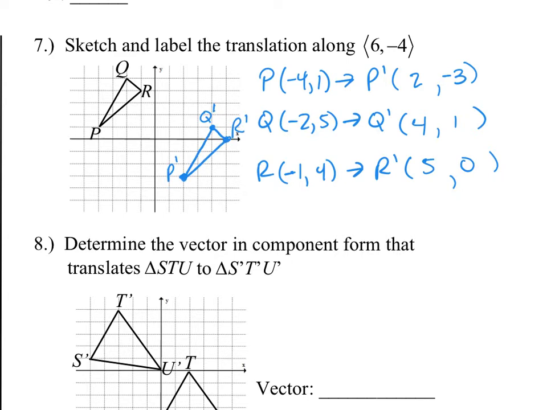All right, so when you have plotted your image points, and be sure and label the image points, you can check, for example, P. I'm going to translate it along the vector 6, negative 4, which means it will have a horizontal change of positive 1, 2, 3, 4, 5, 6, and then a vertical change. It's negative, so I'm going to go down 1, 2, 3, 4. So you can check that with all your points, and you can see that every pre-image point has been translated along the same vector 6, negative 4.